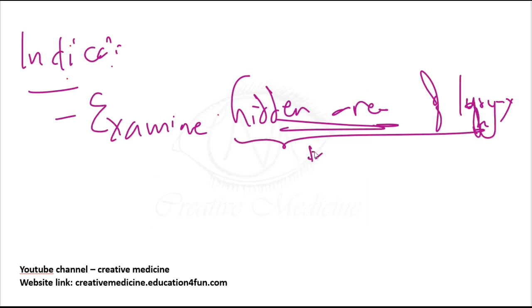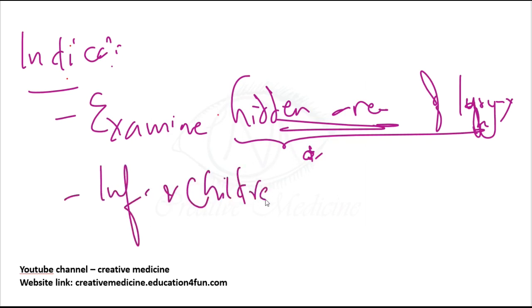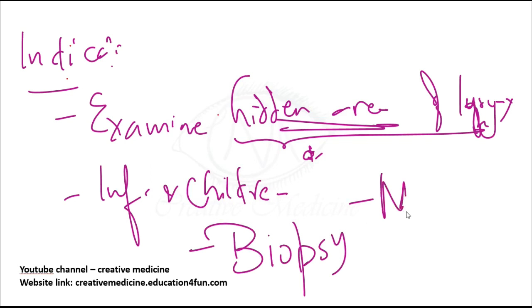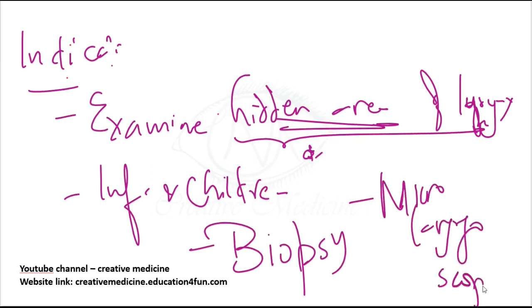They are the laryngeal surface of epiglottis or infrahyoid epiglottis, ventricle of larynx, subglottis, anterior commissure, and apex of the pyriform fossa. It is also used in infants and in children because they may not cooperate with indirect laryngoscopy. It is used to take a biopsy, and also to perform microlaryngoscopic surgery.